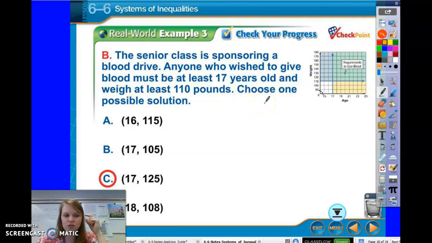Choose one possible solution. Sorry, let me read. Choose a possible solution. So this is saying here, which one of these falls into this category? And this looks like C, 17 and 125 fits in this category.